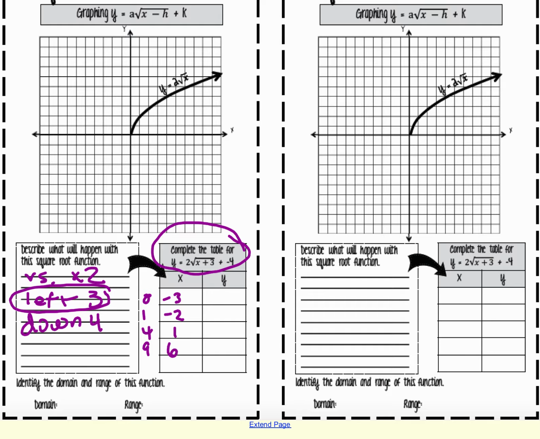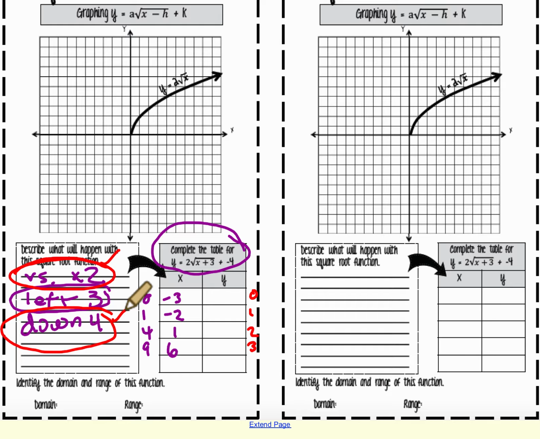What are the things that affect my range? Well, the vertical stretch times 2, and then the down 4. So in my parent function, when I had an input of 0, 1, 4, and 9, I had 0, 1, 2, 3. Those were my outputs. Order of operations, do I multiply or subtract first? I multiply. So I'm going to take each of those and multiply by 2, double, and then I'm going to subtract 4.